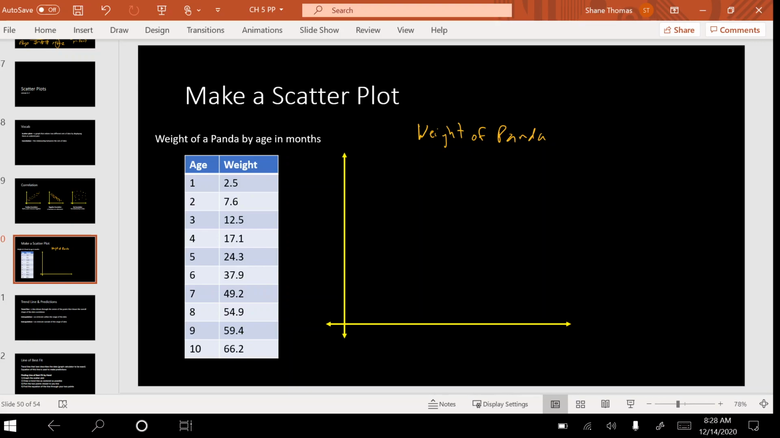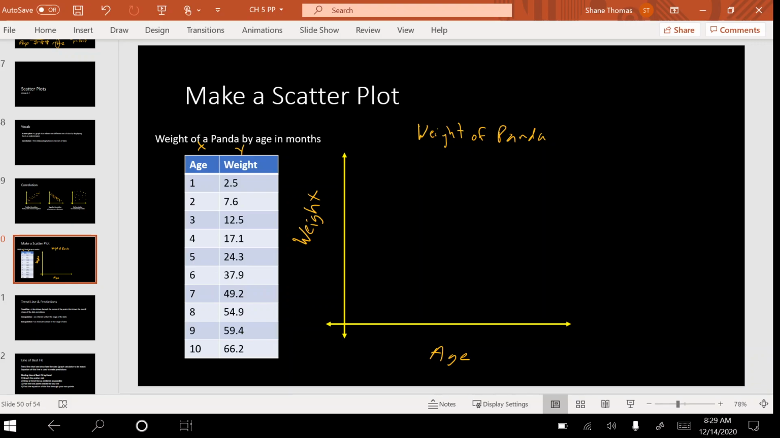The weight's the y. There you go. Anytime we have a chart, we go x, y, don't we? So this is my x column. This is my y column. All right, so y is going to be weight, and x is going to be age. So I labeled my two axes.